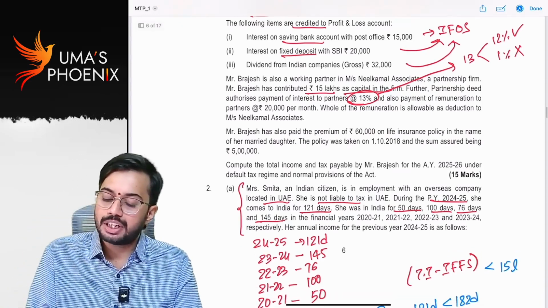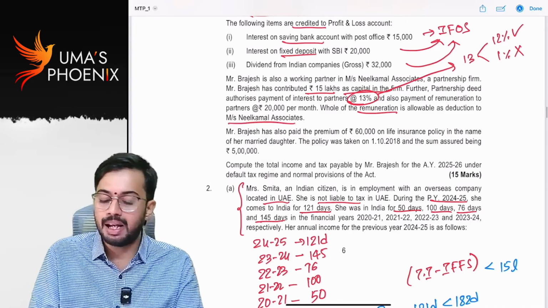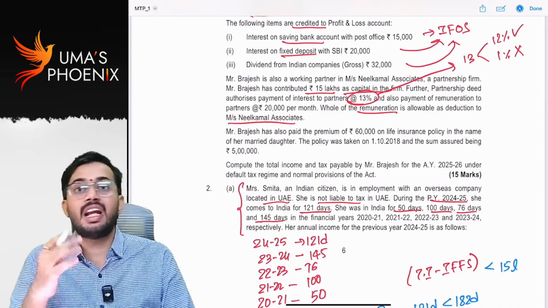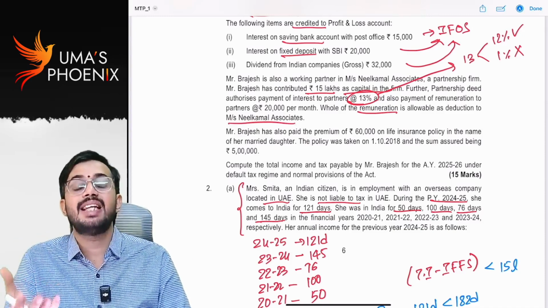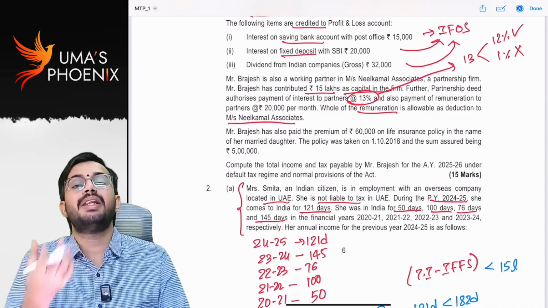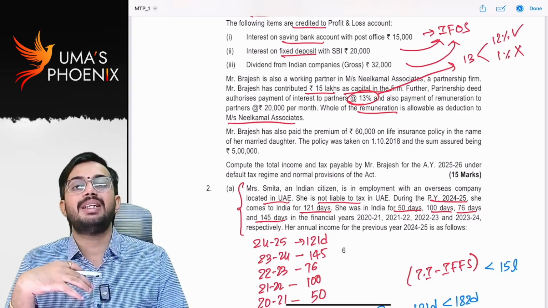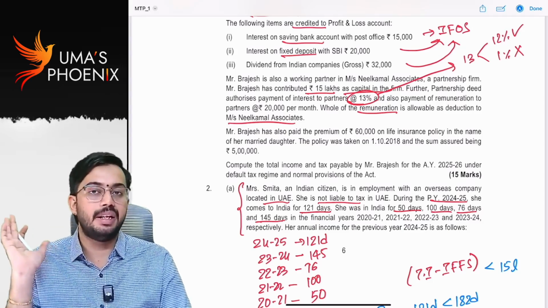Whole of the remuneration is allowable as deduction to Neil Kamal Associates. See, whatever remuneration is allowed as expenditure to the partnership firm, the same amount is considered as income in the hands of partners, and such income is taxable under the head PGBP. Is it clear?